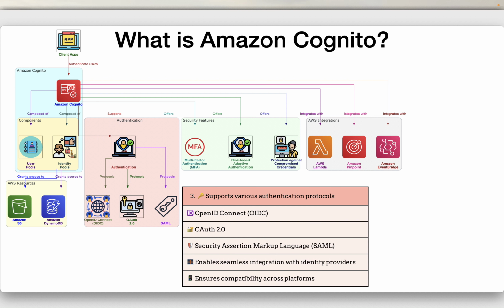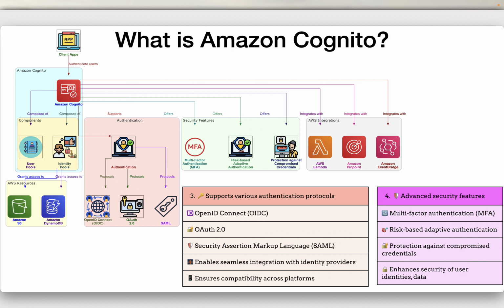Cognito supports industry standards authentication protocols, enabling seamless integration with existing identity providers and ensuring compatibility across platforms. The service offers multi-factor authentication, risk-based adaptive authentication, and protection against compromised credentials, enhancing the security of user identity and data.